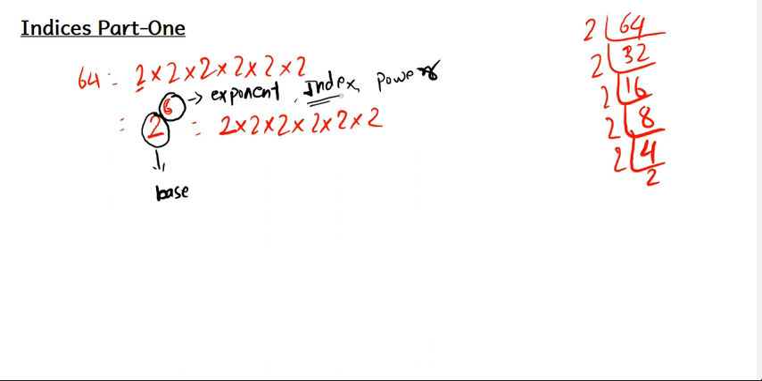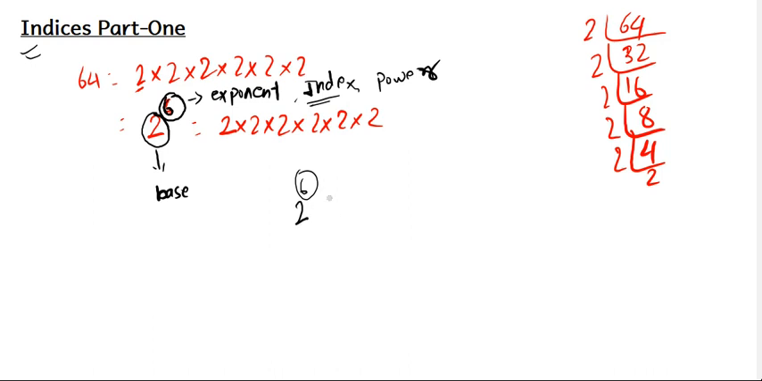Why are we talking about index? Because the topic we are touching here is indices. So what is index then? Index simply means the power. Index means the power to which a number is raised. That means this 6 means what? By seeing this number, you can tell that index means the power to which a number is raised. That means this 2 is raised to what number? 6, right? So this 6 is an index.